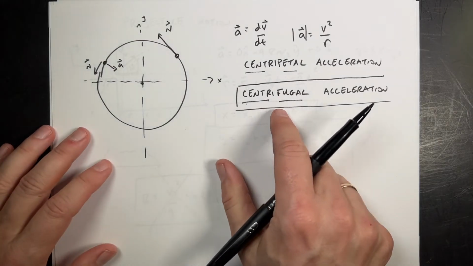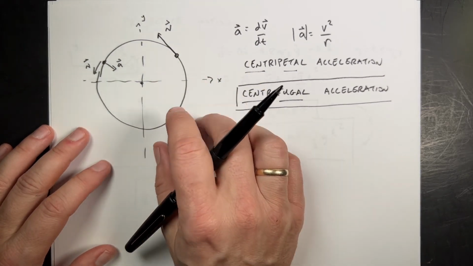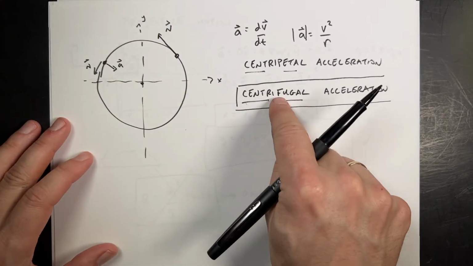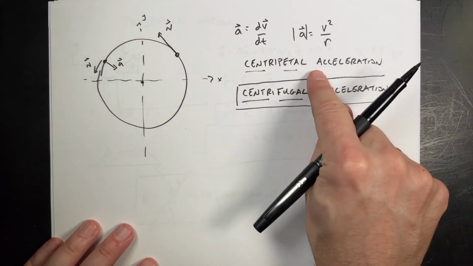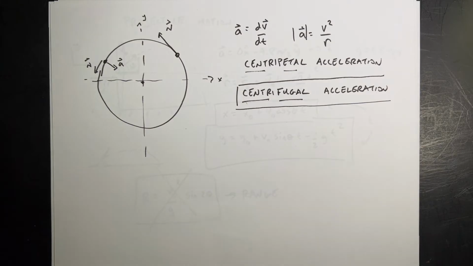So what this does is, if I want to assume my frame of reference is accelerating, I need to add this force to make physics work again. So we tend to use this centripetal acceleration in physics just because it causes fewer problems.